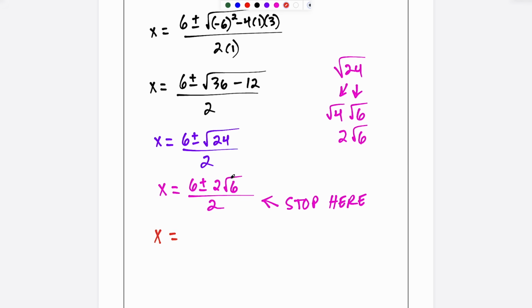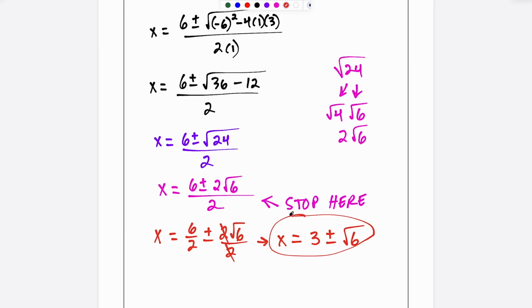So I'll just go ahead and do this though for instructional purposes, that we could say 6 divided by 2 and then plus or minus 2 square root of 6 divided by 2. And now 2 divided by 2 just cancels out. And we could say here that x equals 6 divided by 2 is 3. And we get 3 plus or minus the square root of 6. So here's our solution to this question.